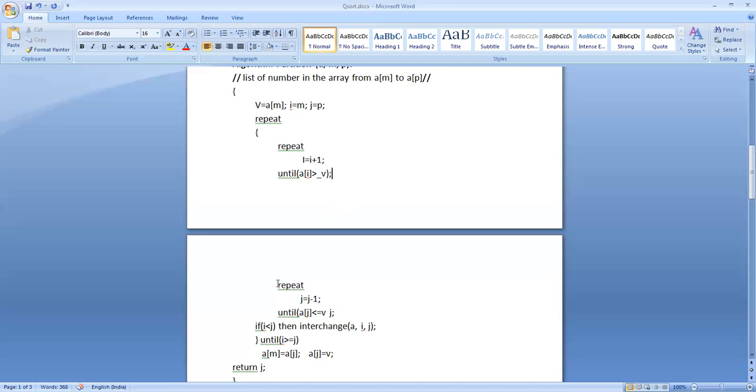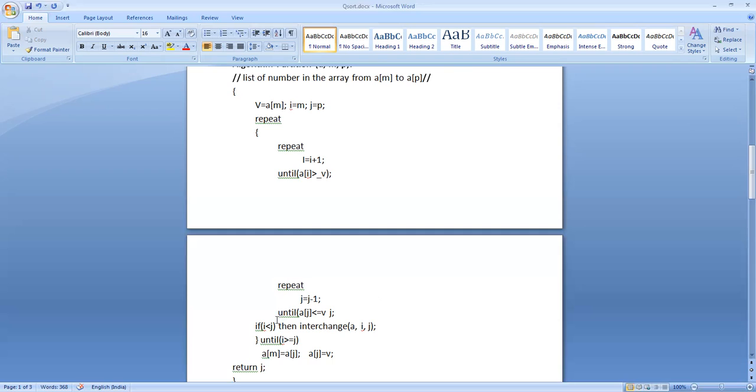In the next repeat until, we start from right to left. Okay, we check the values with the partition value. As long as they are greater than the partition value, we keep moving towards the left from right. Once we have found a value that is less than the given partition value, then we exchange the value in this repeat until with the value in this repeat until. We swap them.